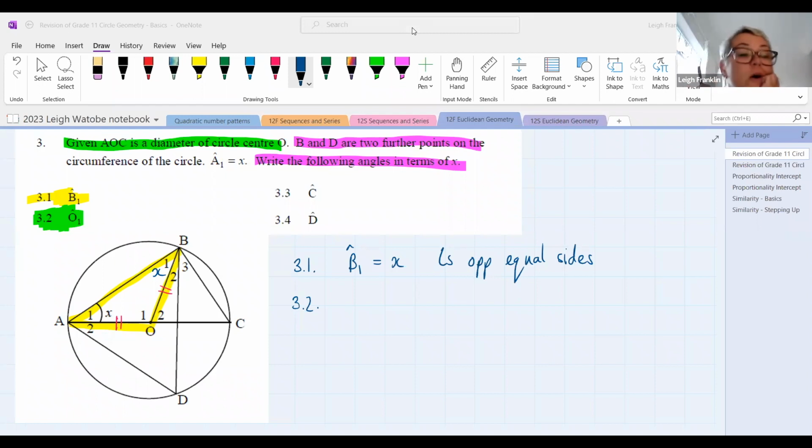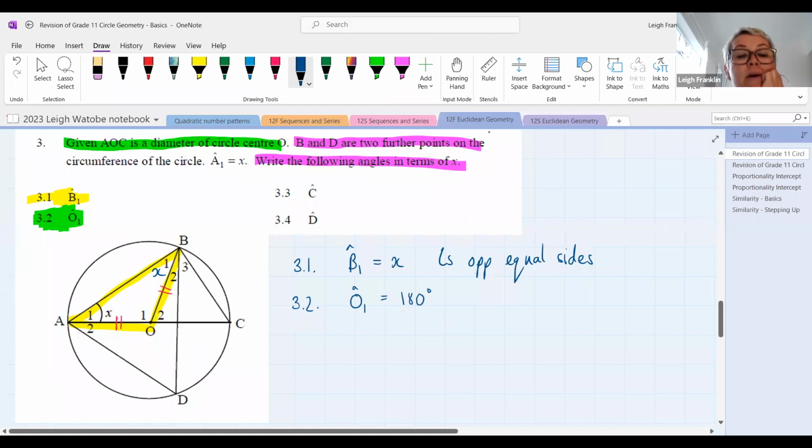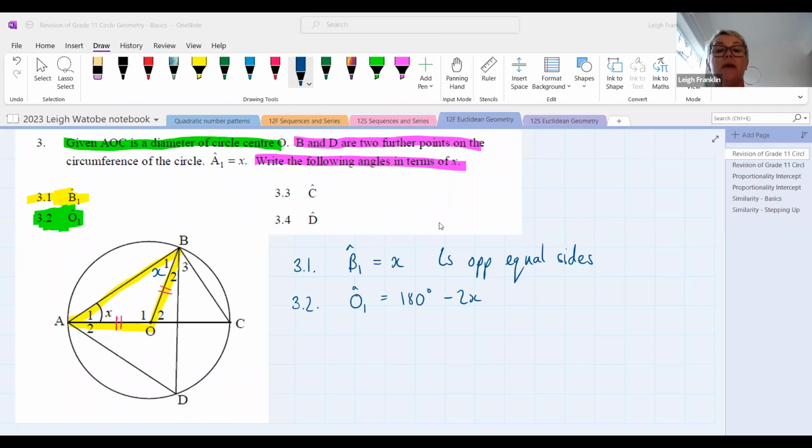Nolwazi's got the correct answer straight away. All right, so O1 is 180 minus 2x. Lovely. What's our reason for that? That's it, Charlotte. Okay, that is because the angles of a triangle sum up to 180 degrees.